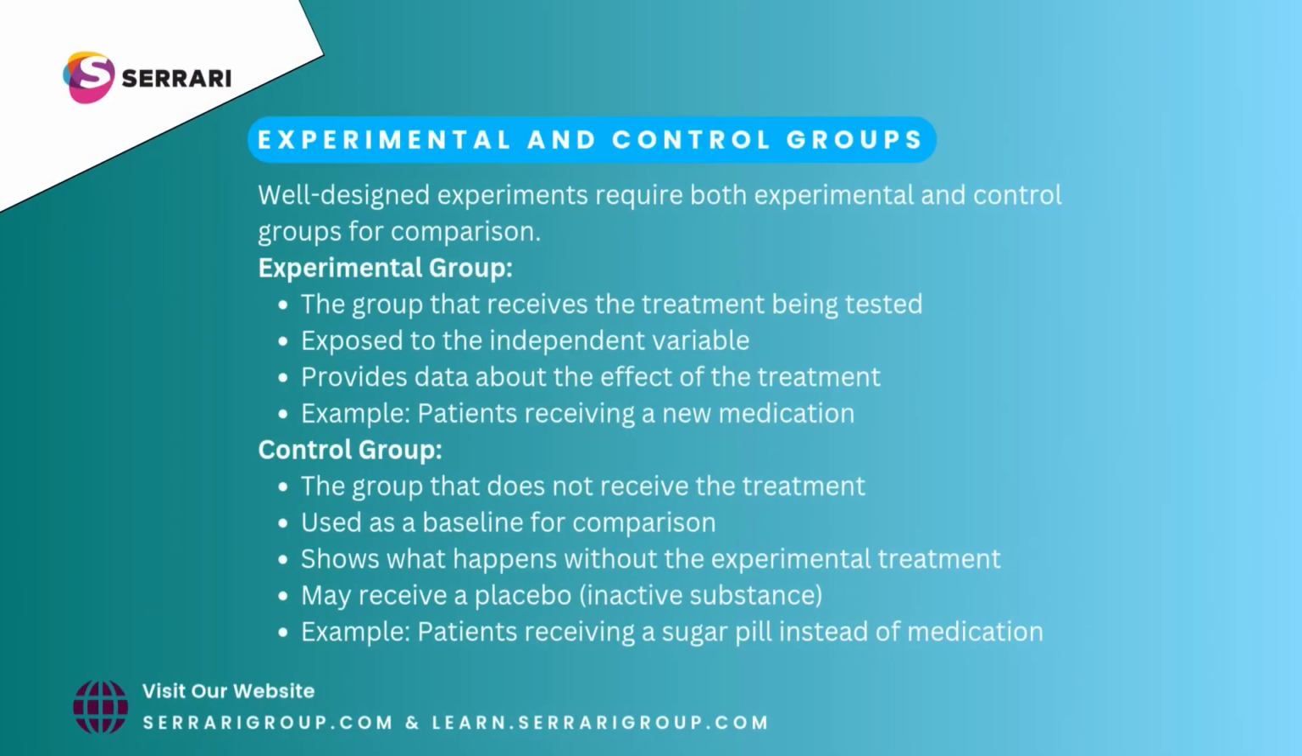Experimental and control groups. Well-designed experiments require both experimental and control groups for comparison. Experimental group. The group that receives the treatment being tested. Exposed to the independent variable. Provides data about the effect of the treatment. Example, patients receiving a new medication.